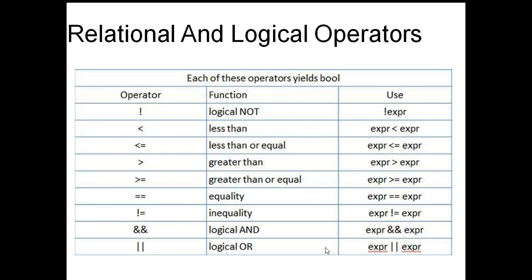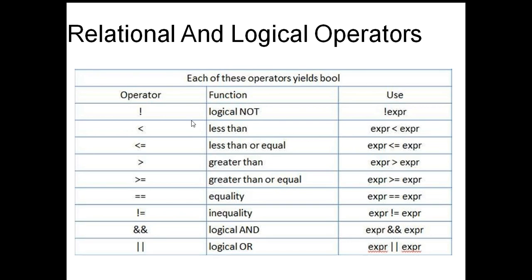Relational and logical operators. Let's look at this table so that you can understand the relation between the relational and logical operators. Each of these operators yields a boolean value. The not operator, its function is logical not, and you can use this as not of expression. So if the expression value is 1, the value will become 0, and if it is 0, the value will become 1.